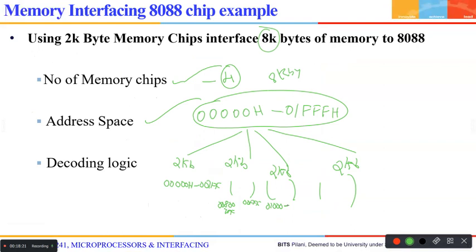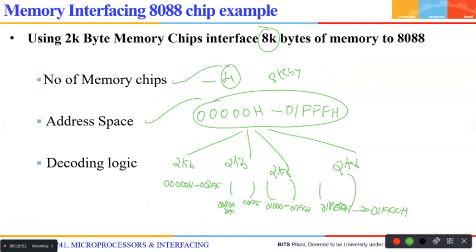017FFH. What is the address range of this last one? Come on, plus 1. 01800H. What is the ending address? 01FFFH. Yes. This is very important.